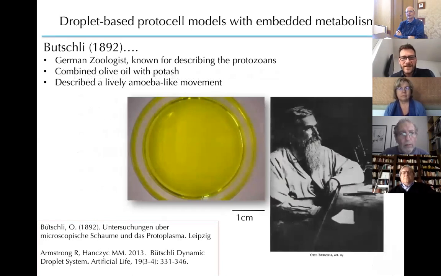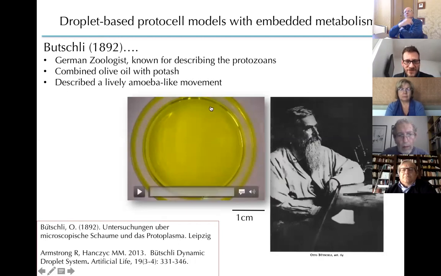And I think one of the earliest droplet artificial cell type things, or protocell type experiments, is a very, very old one by Bütschli, who is a zoologist. And what he did was, he was studying the amoeba, and he wanted to come up with a laboratory model of how the amoeba moves. So what he did was made a dish with fresh olive oil, like I have done here. I reproduced his protocol.